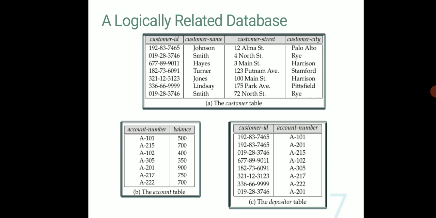We have the customer table, account table and depositor table. In the customer table we have customer ID, customer name, customer street and customer city. Here we have a customer city. That customer city column is used in the depositor table. In the account table we have account number and balance. This account number is already used in the depositor table. So this is a logically related database. Each and every table has a relationship with the others.